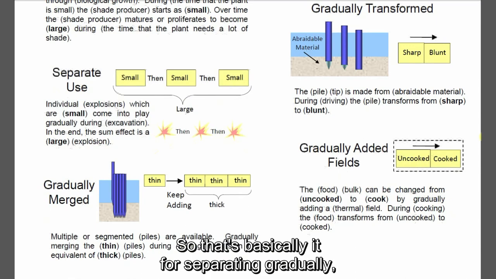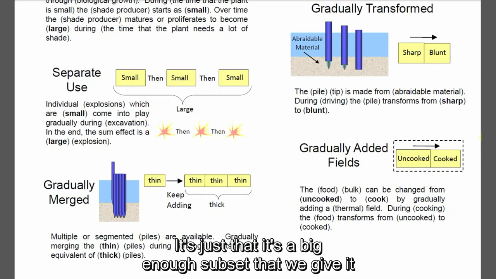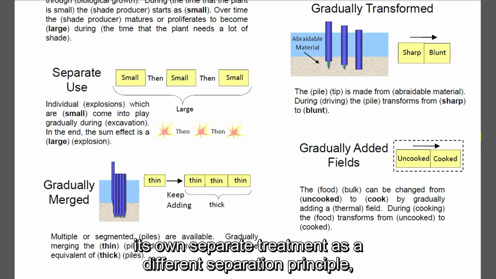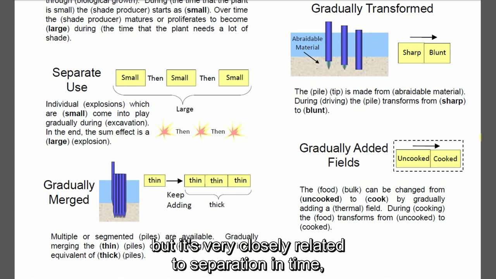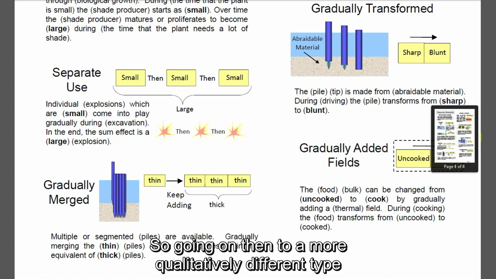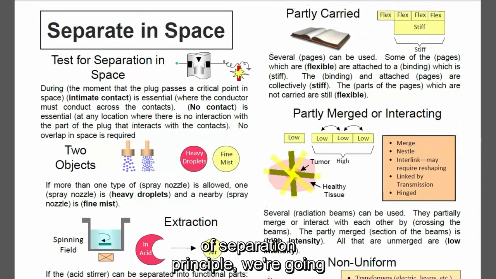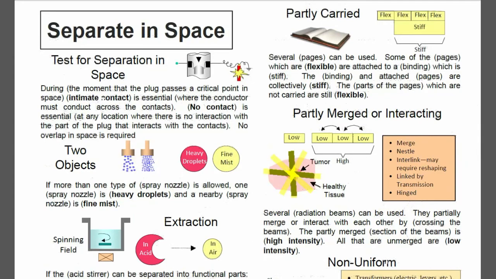Okay, so that's basically it for separating gradually, which can, in a sense, be thought of as a variation on separating in time. It's just that it's a big enough subset that we give it its own separate treatment as a different separation principle, but it's very closely related to separation in time, if not a subset of it. So going on then to a more qualitatively different type of separation principle, we're going to talk about separating in space.